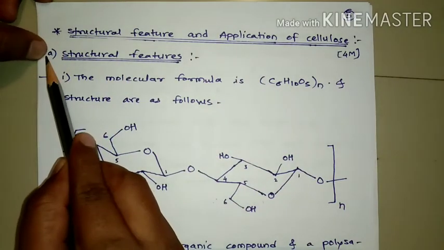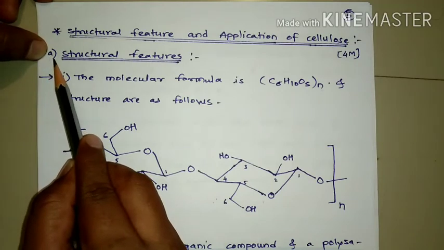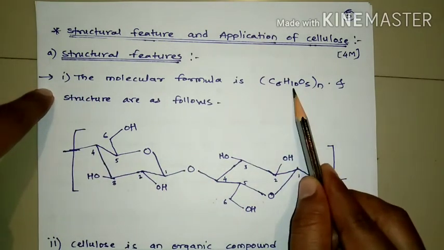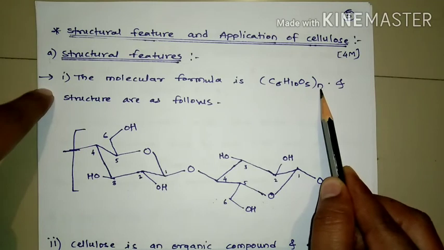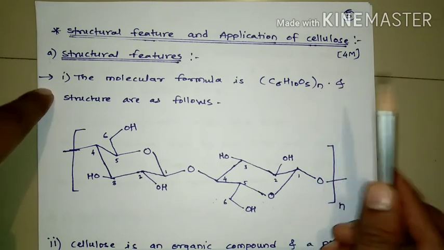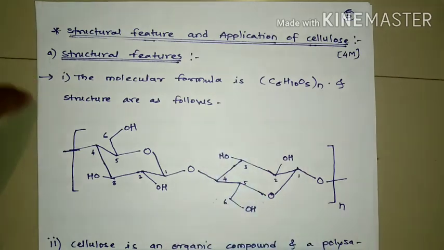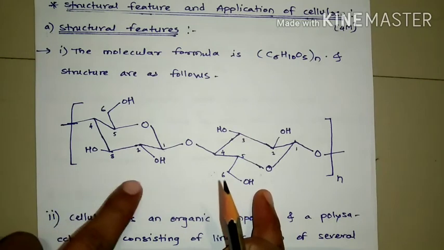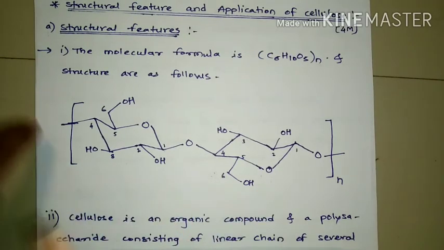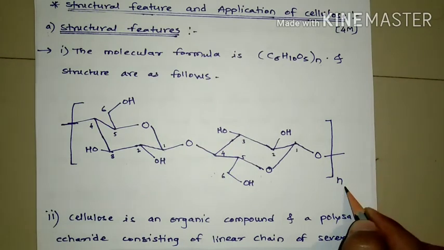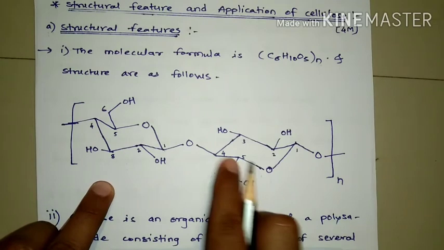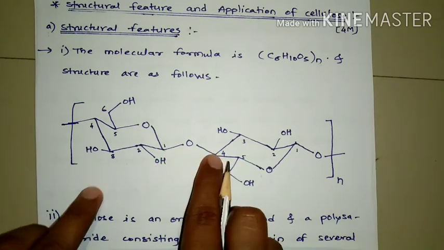Okay, so let us see the structural features of cellulose. The first point is the molecular formula, C6H10O5 with n, which indicates it is again in polymeric form, and the structure is as follows. The structure of cellulose looks like this. The structure is in the chair form of D-glucopyranose, and this n indicates it is in polymeric form. That means these two glucose units are joined together by this glycosidic linkage.